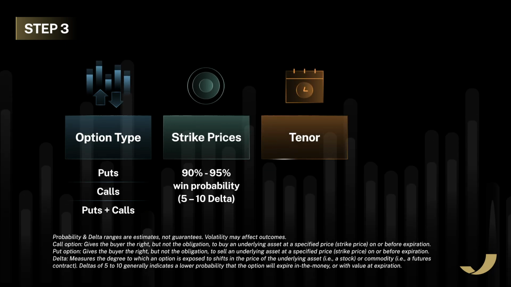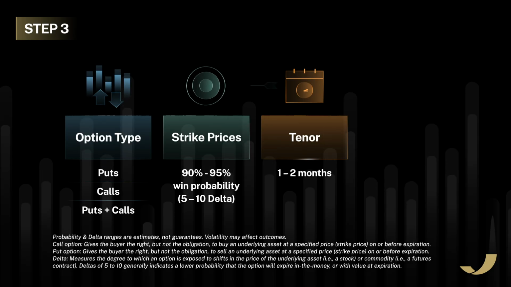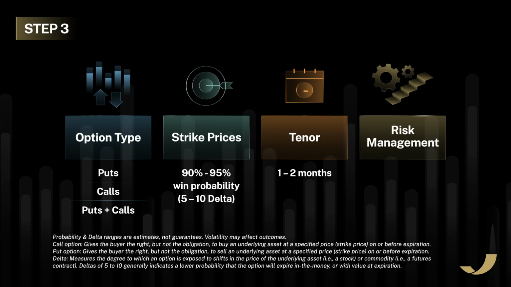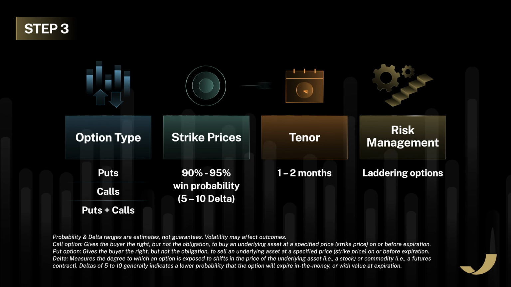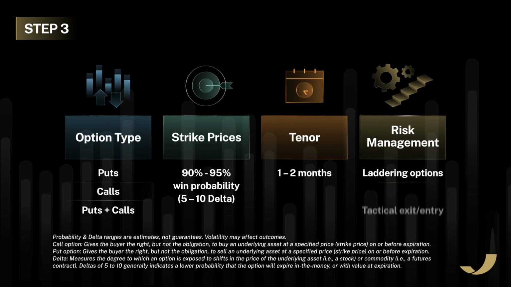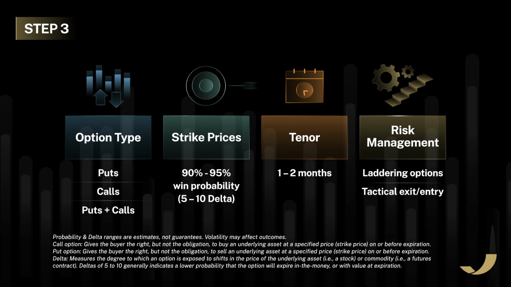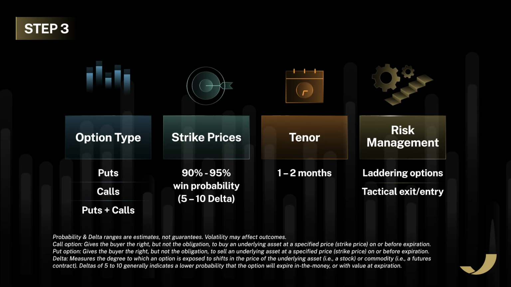Option tenor, or time to expiration, will typically be about 1 to 2 months. Lastly, risk management includes laddering options to manage timing risk, as well as tactical exit and entry points, especially when volatility is elevated.